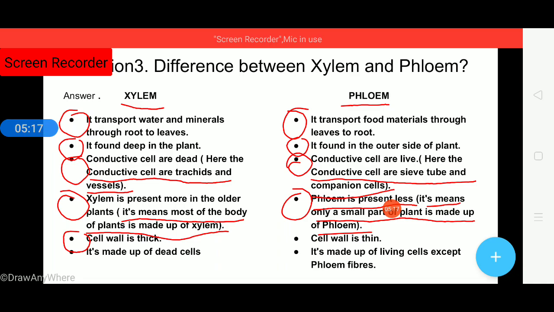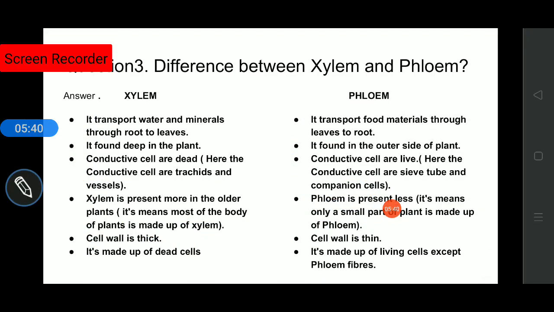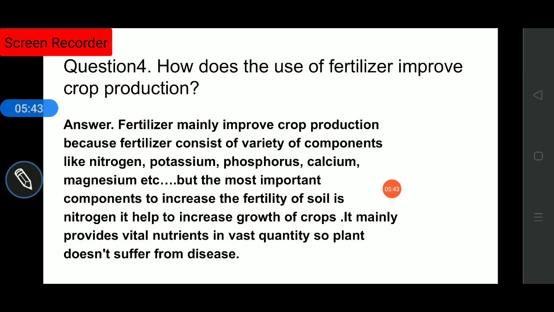Now the fifth point of xylem, cell wall is thick and in the phloem cell wall is thin. The last and the important point of xylem, it is made up of dead cells, and in the case of phloem, it is made up of living cells except phloem fibers. Here is the exception in the case. So let's get to the fourth question. How does the use of fertilizer improve crop production? The question is asking how crop production can be increased or improved by the use of fertilizer.